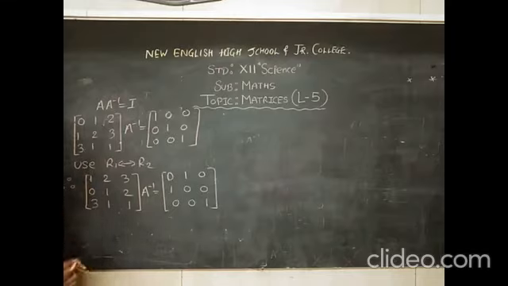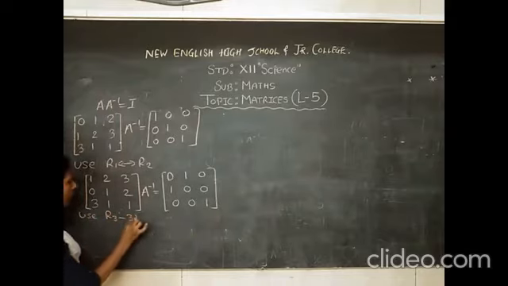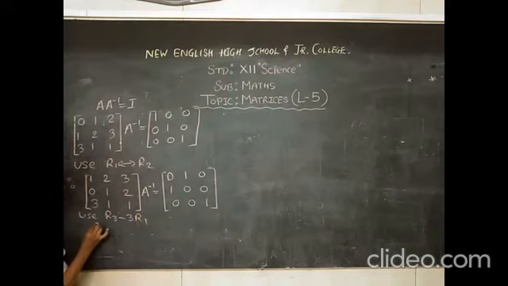And as I told you, to make this 3, 0, take help of this one. So, what I will do? We will use R3 minus 3 times R1. So 3 minus 3 will become 0. Okay. We will use here R3 minus 3 times R1 here. That means we are going to make change in R3. There won't be any change in R1 and R2. It will remain as it is.